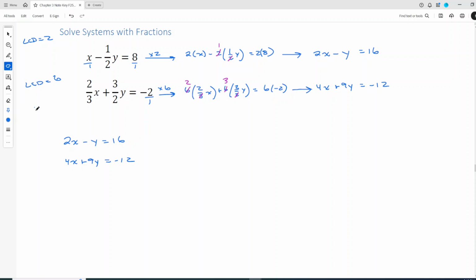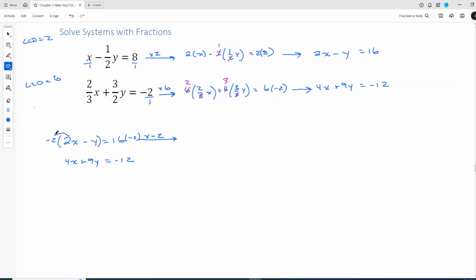Now, usually in a class, I'd be like, okay, majority rules, what do you want to do? I'm just going to make a guess of what I think you're going to do. My guess is that you're going to multiply this top equation by negative 2. I could be wrong, but I feel like it's a smaller number. People are scared of multiplying by 9. And even though this is negative, that's okay.